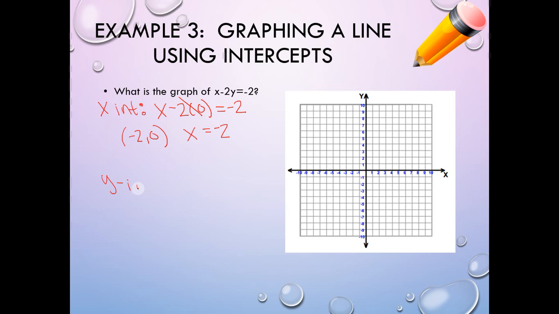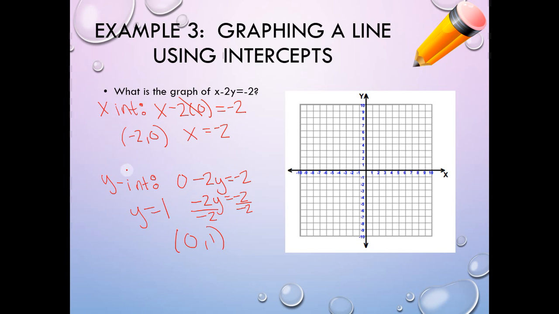Now let's find our y-intercept. So how am I going to set that up? Which letter am I going to plug in 0 for? X or y? I'm going to plug in for x. So I'm going to have 0 minus 2y equals negative 2. So 0 minus 2y is just minus 2y. Divide by my negative 2 here. Looks like I get y equals 1.